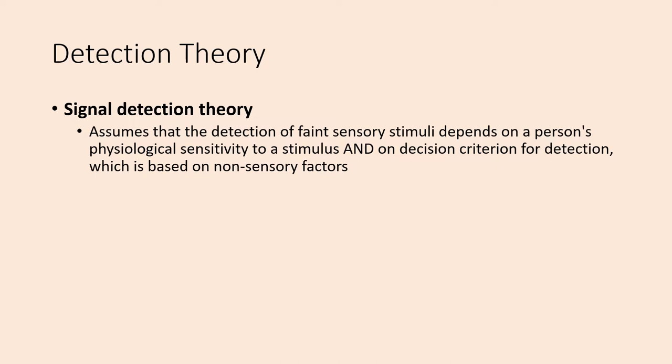In summary, signal detection theory assumes that the detection of faint sensory stimuli depends on a person's physiological sensitivity to a stimulus, in other words, how well their eyes or ears work, and on decision criteria for detection, which is based on non-sensory factors, such as motivation, attention, and even emotional state.